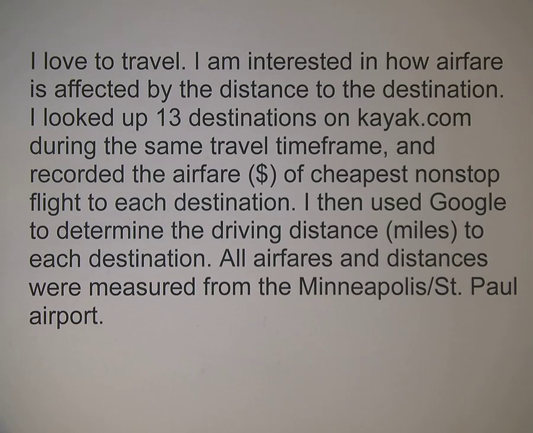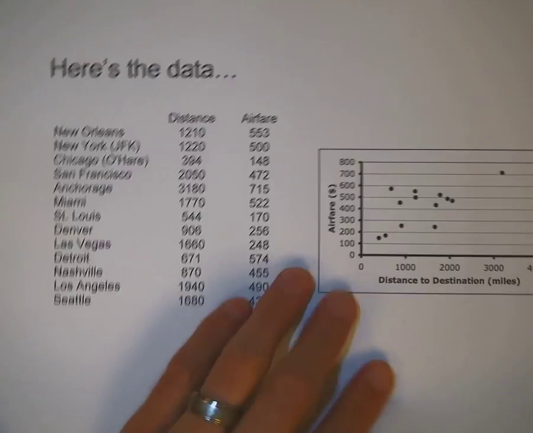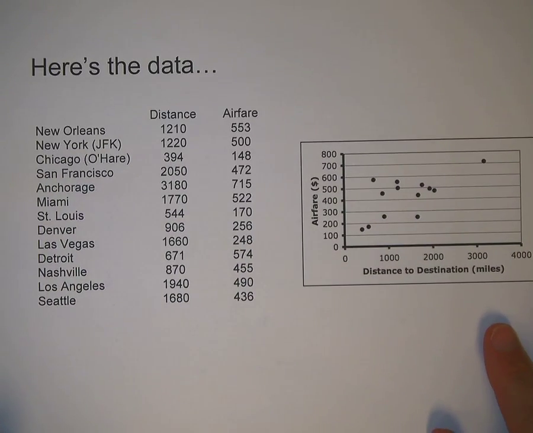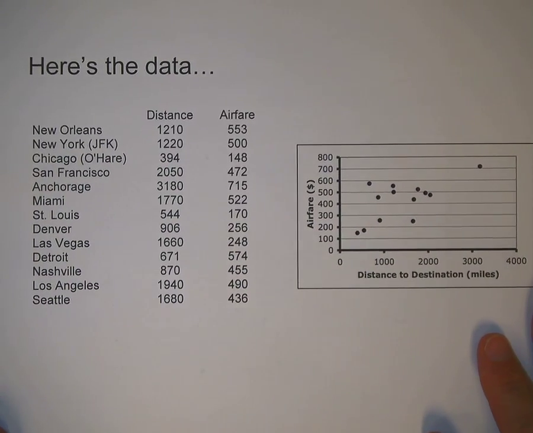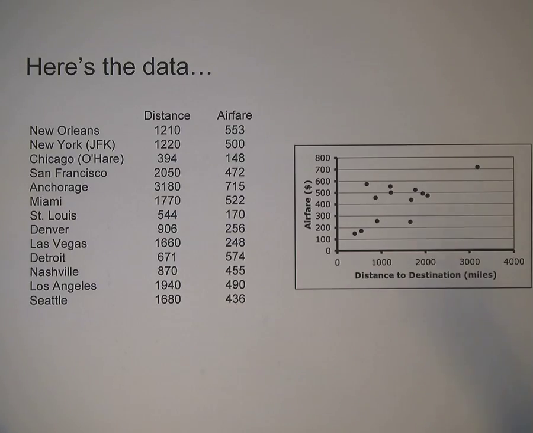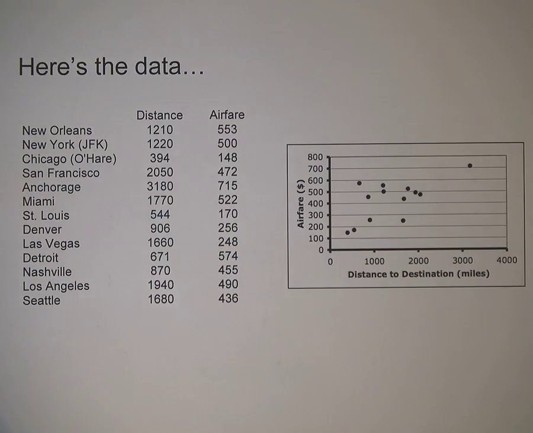Okay. So the air path might have been a little different than the driving distance, but I decided to use the driving distance in miles. So all airfares and distances were measured from the Minneapolis-St. Paul airport. All right, here's the data that I collected. So again, 13 destinations: New Orleans, New York, Chicago, San Francisco, Anchorage, Miami, St. Louis, Denver, Las Vegas, Detroit, Nashville, Los Angeles, and Seattle.